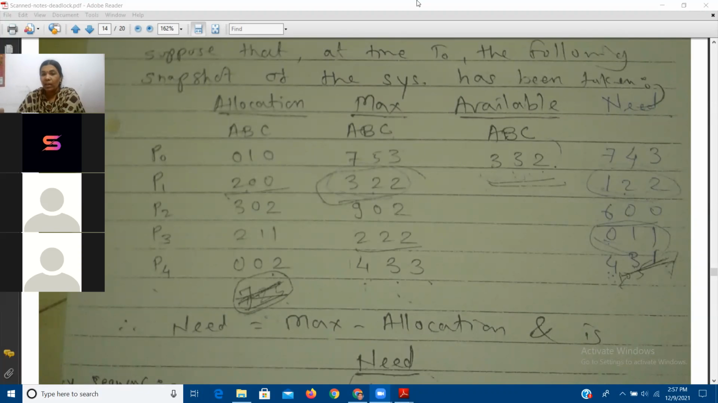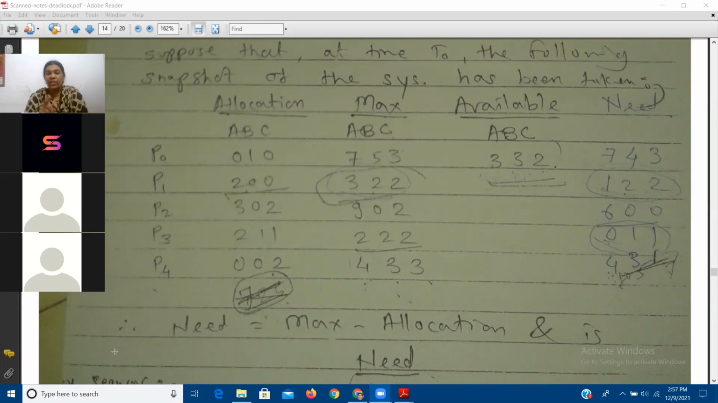Okay, so in max the resource type A is having 7 and in allocation resource type A is having 0. So that's why 7 minus 0, that is 7. 5 minus 1, that is 4. 3 minus 0, that is 3. Yes, are you getting my point? Yes, students? Hello? Yes.